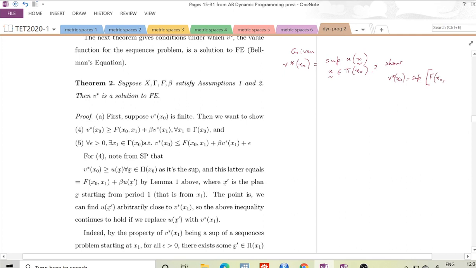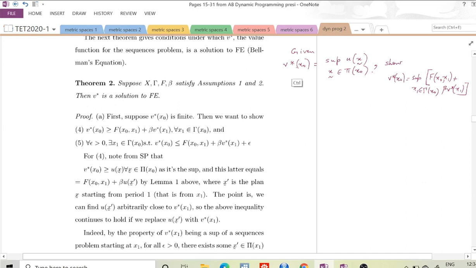So here the next period's choice is being called x1 rather than y. The reason is that we're going to use this sequence in which we call stuff x0, x1, x2, etc. So we want to show this. Okay, so first we want to show this in the case where V star of x naught is finite.